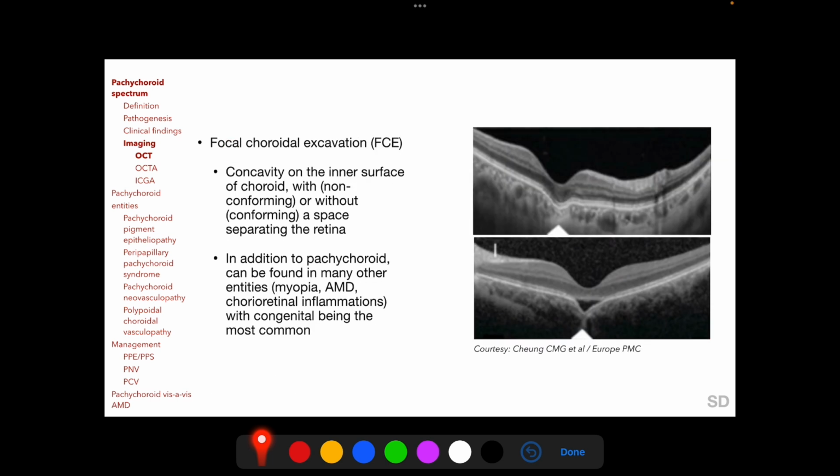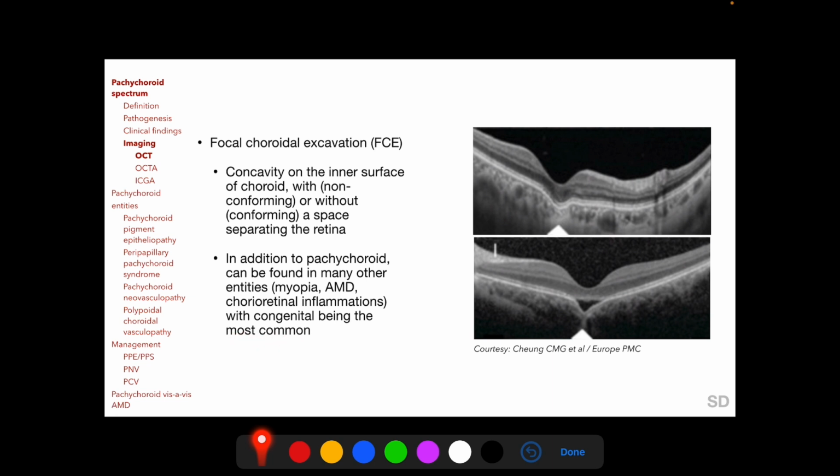Focal choroidal excavation is another feature of pachychoroid, which is a concavity on the inner surface of the choroid with or without a space separating the choroid from the retina, which are called non-conforming focal choroidal excavation and conforming focal choroidal excavation respectively. But focal choroidal excavation is not an exclusive feature of pachychoroid and may be found in many other entities such as myopia, AMD, and chorioretinal inflammations, with congenital focal choroidal excavation being the most common form of focal choroidal excavation.